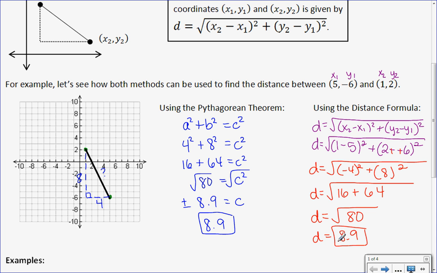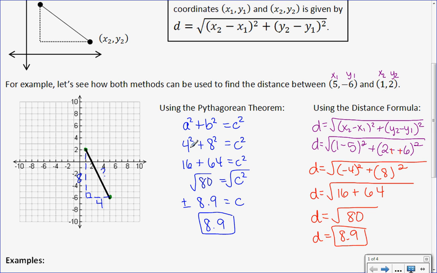Well, here's where they start to look similar. We have square root of 80, square root of 80. Where did the 80 come from? Well, 16 and 64. 16 and 64. Where did those numbers come from? Well, here it was negative 4 squared and 8 squared. Here we had 4 squared and 8 squared.